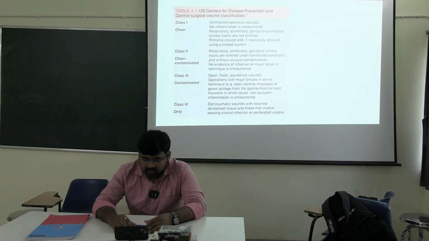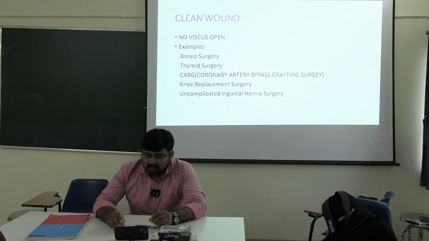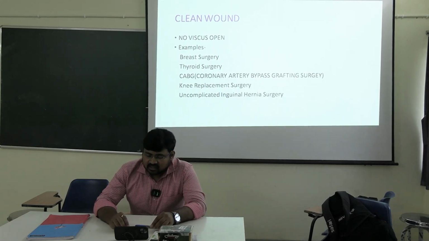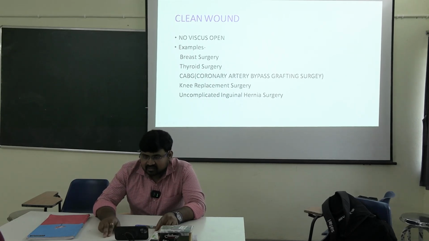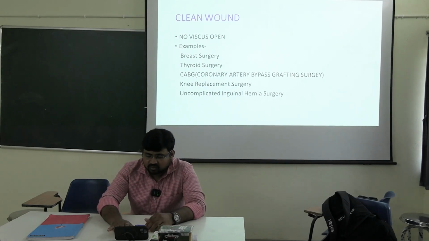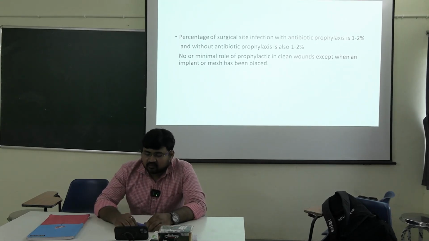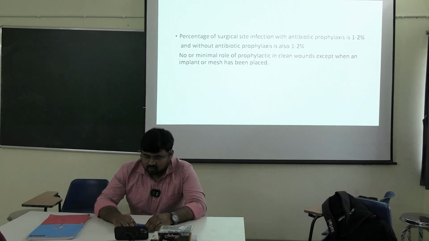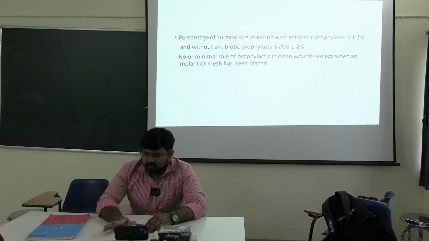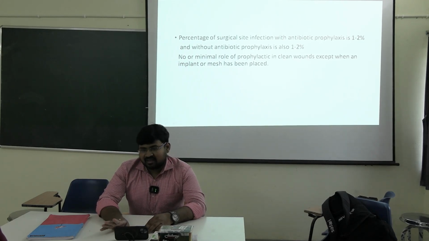Now coming to the clean wound. In a clean wound, there is no viscus opened. For example, breast surgery, thyroid surgery, CABG, knee replacement surgeries, uncomplicated inguinal hernia surgeries, they all come under clean wound. Now, the percentage of surgical site infection with antibiotic prophylaxis is 1 to 2%, and without antibiotic prophylaxis is also 1 to 2%. There is no or minimal role of prophylaxis in clean wound except when an implant or mesh has been placed.